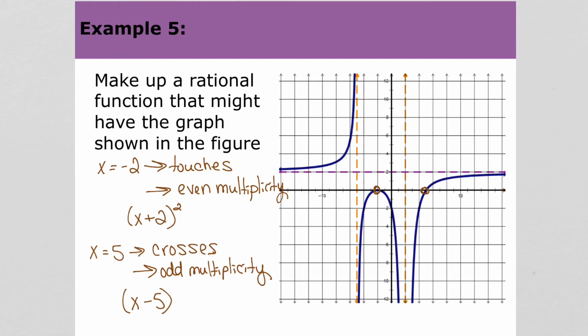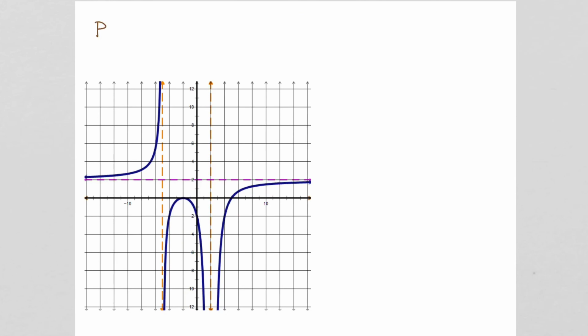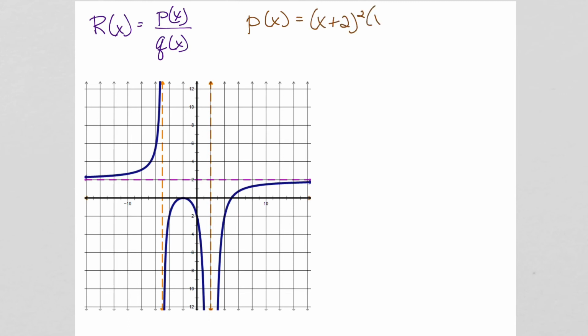So far, having those x-intercepts, let's say that r of x will be p of x over q of x. So the x-intercepts tell us that the top is going to be that factorization of x plus 2 squared times x minus 5. And like I said, we could use another even exponent or another odd, but we don't have to. We could even put a number out here, but we don't have to.